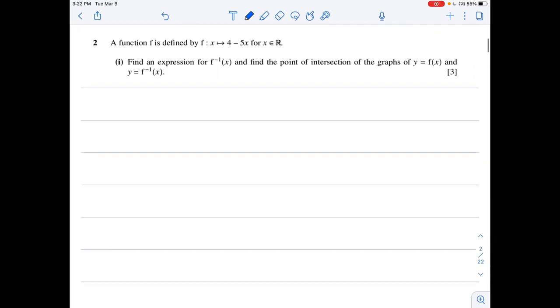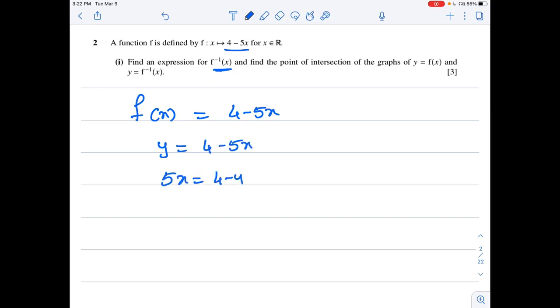Coming to the second question, f of x is given as 4 minus 5x. Find an expression for f inverse of x. So y is equal to 4 minus 5x. So 5x is equal to 4 minus y. x is equal to (4 minus y) by 5. So f inverse of x is equal to (4 minus x) upon 5.